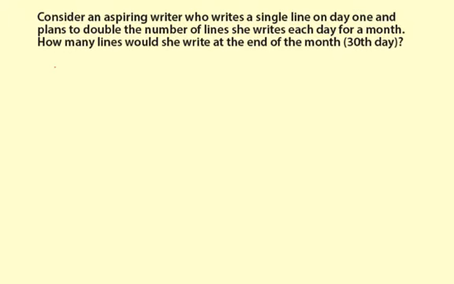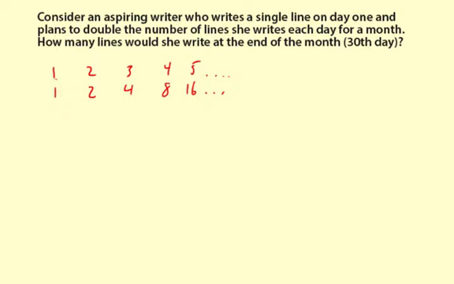So let's see, what I'm going to do here is start by listing the number of days. There's day 1, day 2, day 3, day 4, day 5, and that's going to continue on. And then the number of lines she writes each day. So the first day she's going to write 1 line, then 2 lines, then 4 lines, then 8 lines, then 16 lines, and so on.